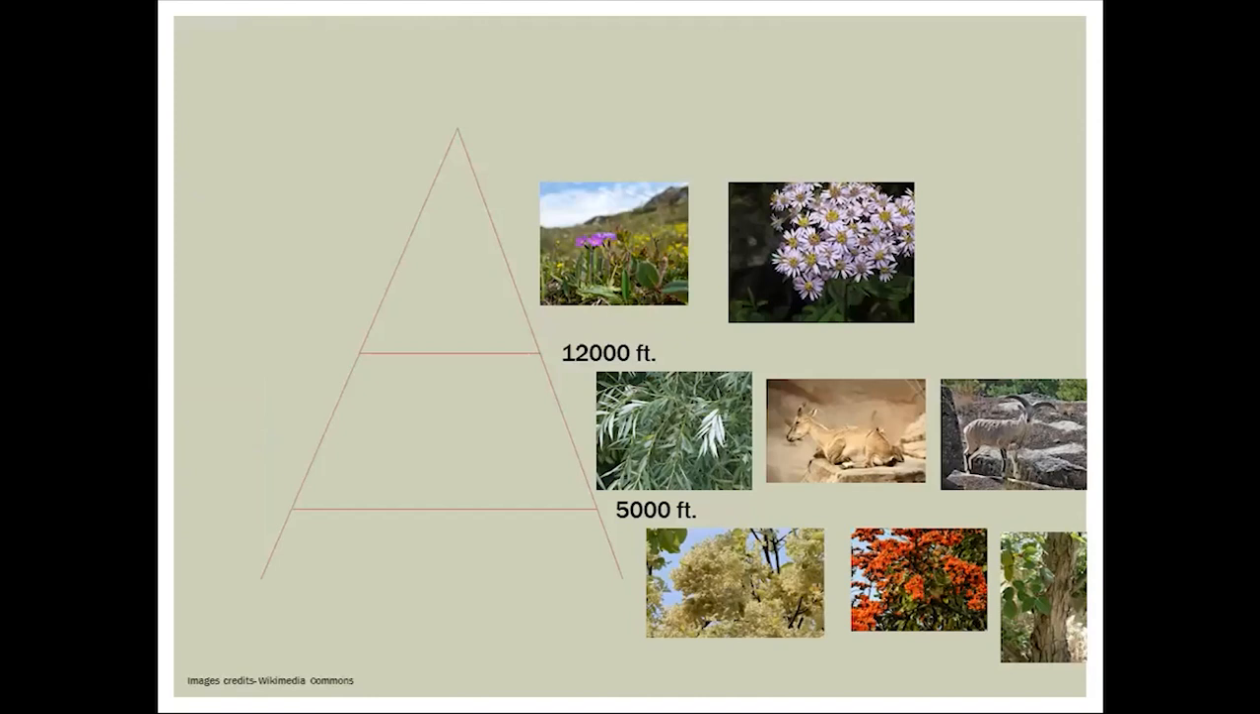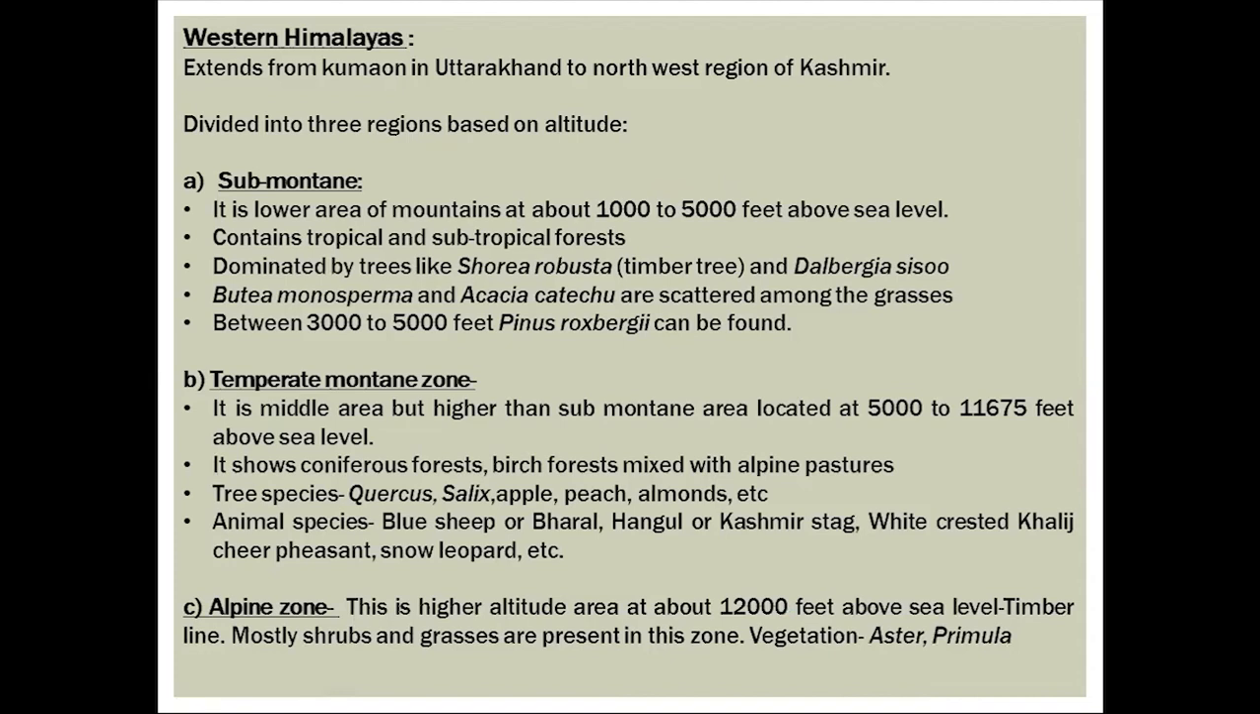So see this diagram, you can see here up to 5,000 feet from the sea level is the submountain zone, and up to 12,000 feet is the temperate mountain zone, and above 12,000 one will find the alpine zone. So the mountain itself is classified into three zones. Up to 5,000 feet will be the submountain zone, then up to 12,000 feet the temperate mountain zone, and above 12,000 feet the alpine zone. Let us first look at the submountain zone.